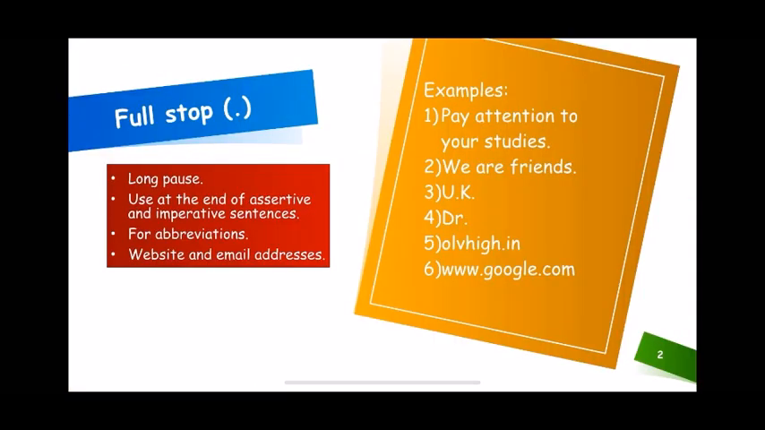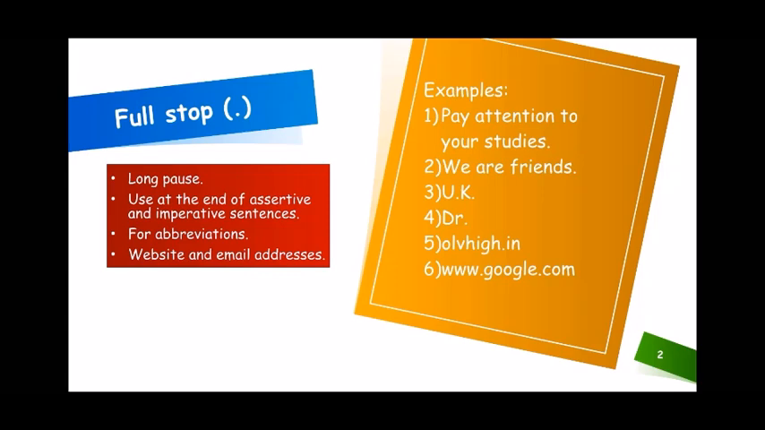The first one is full stop. Full stop is used for a long pause. So full stops are used at the end of assertive and imperative sentences. What are assertive sentences? Assertive sentences give information or state or declare something. What are imperative sentences? Imperative sentences express command, request, permission, prohibition, instruction, etc. So both these types of sentences end with a full stop.